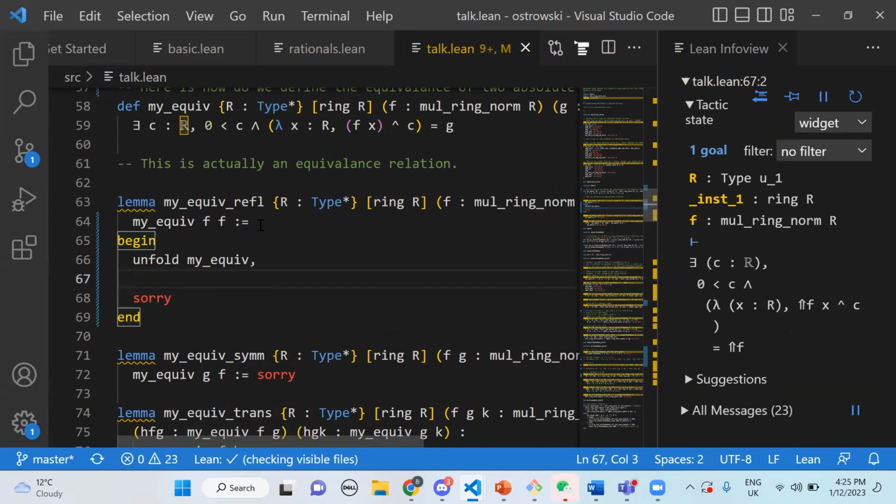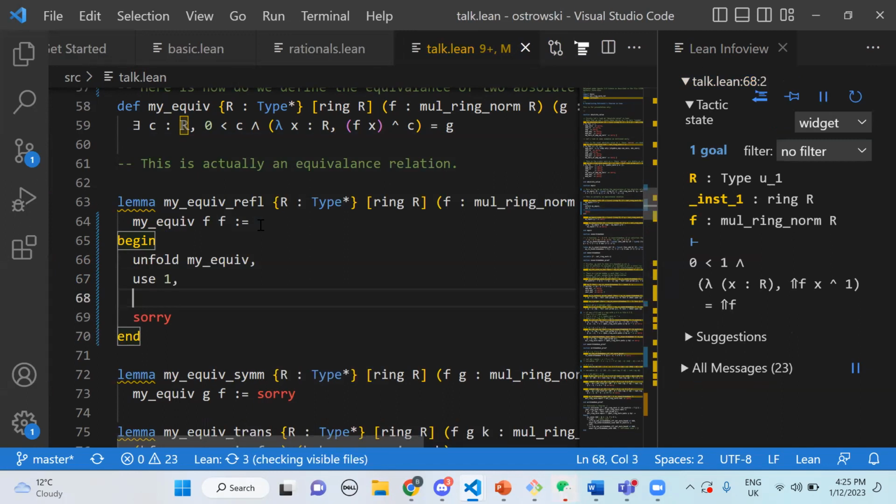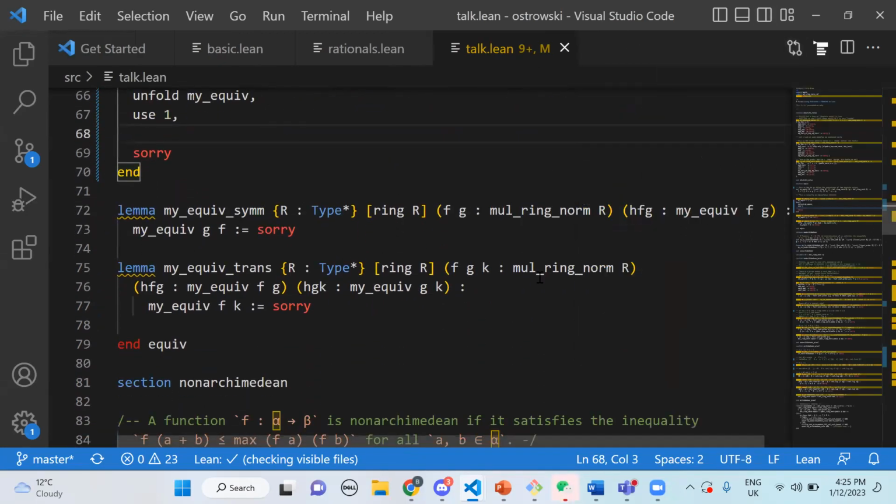Lean will say, okay, my equivalence means that there exists a positive real number c such that f x to the power of c is equal to f x. And it should be clear that we should use 1. So we can just tell Lean that we use 1. Lean will say, okay, and now you need to show that 0 is strictly less than 1, which is very trivial here, and also f x to the power of 1 is f x. Then everything here should be very easy to solve. And if you think about symmetry and transitivity, you can do them all very quickly.